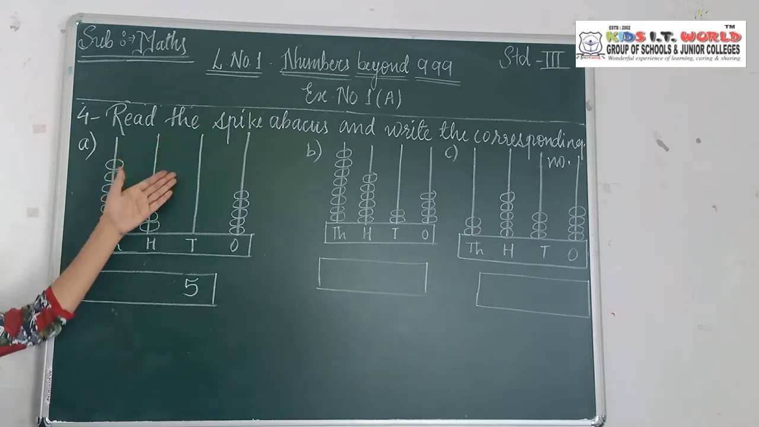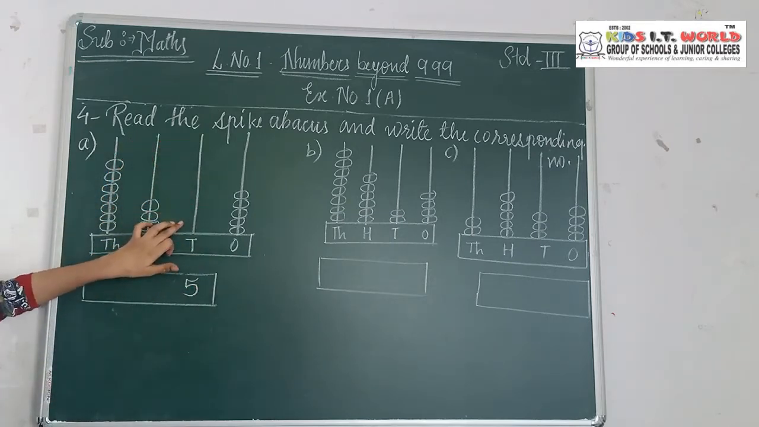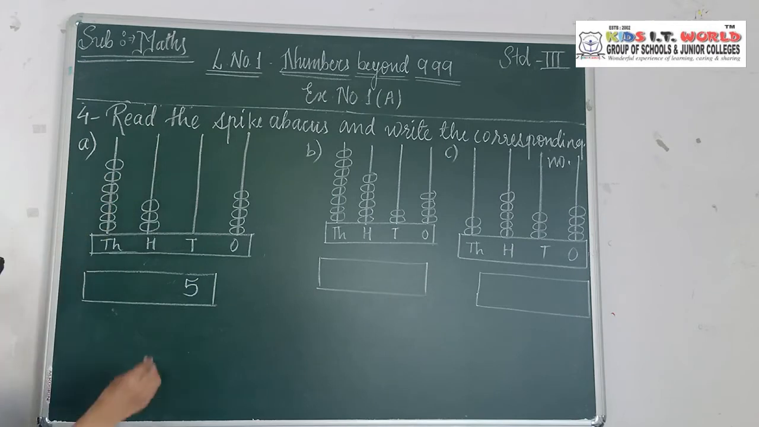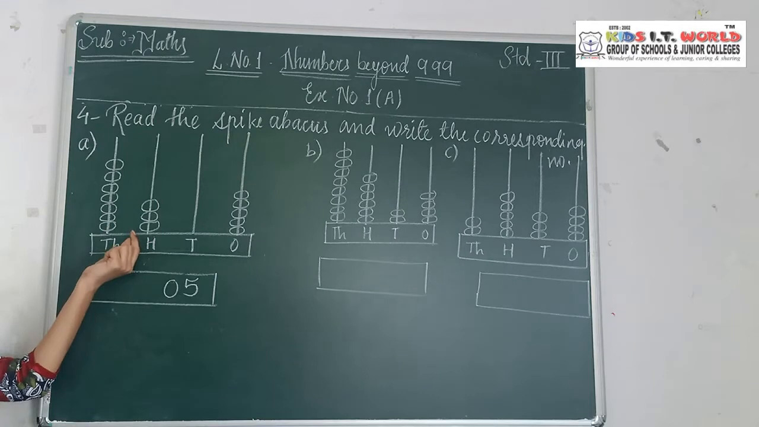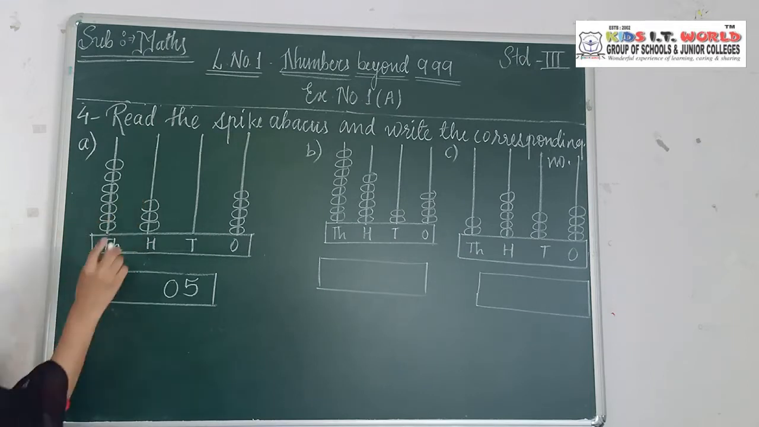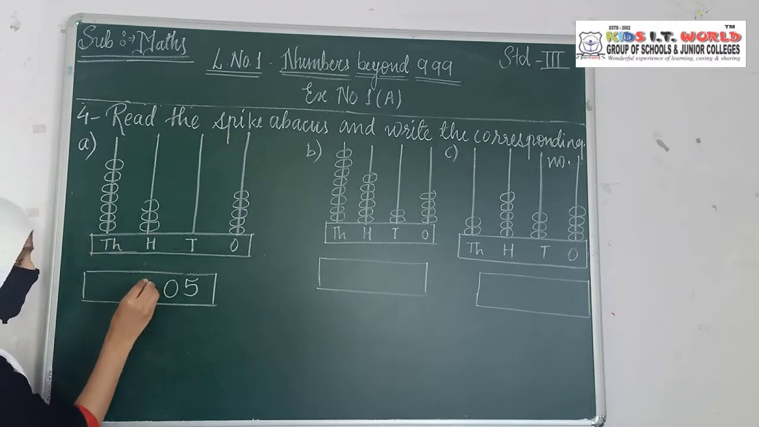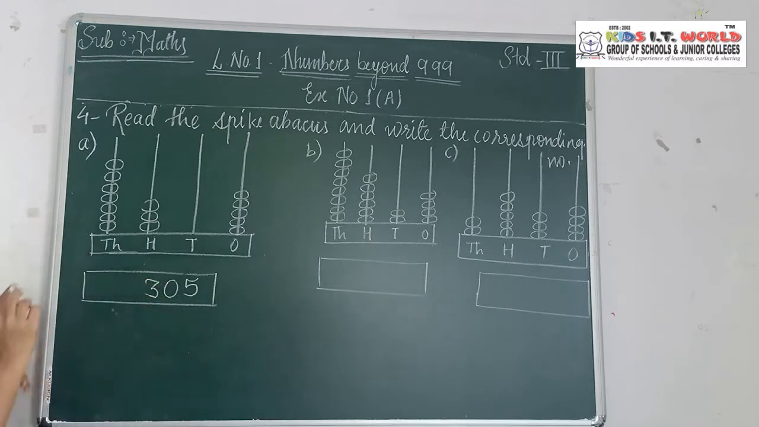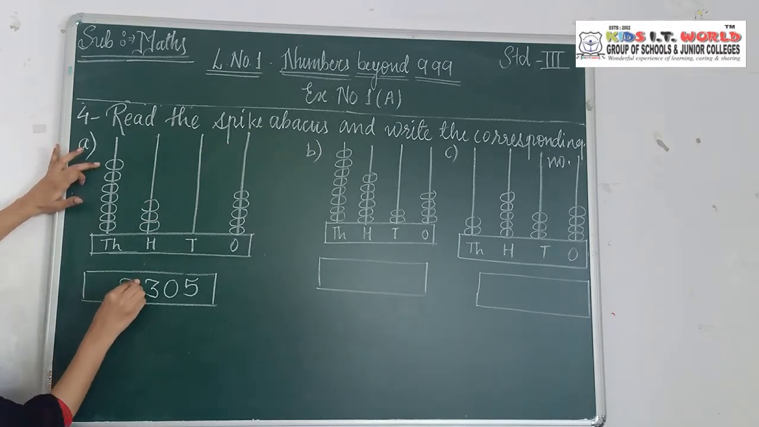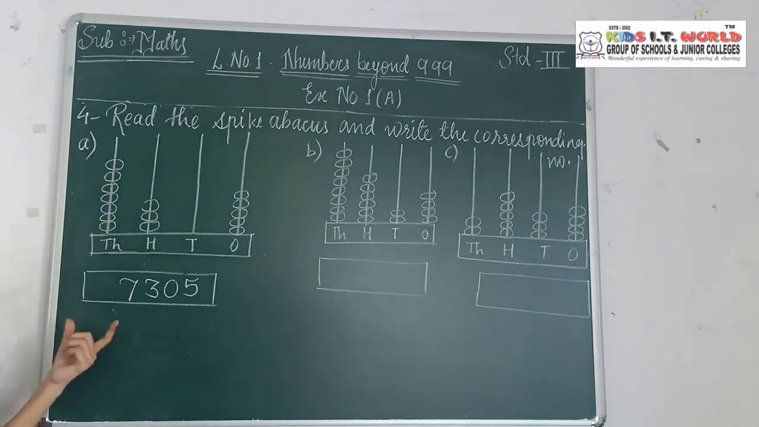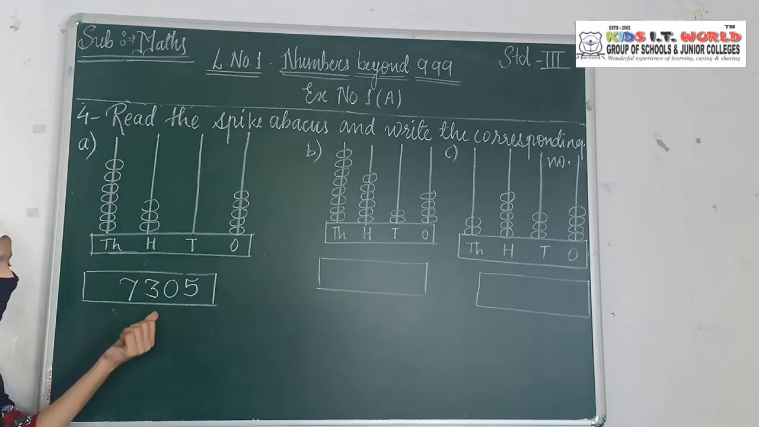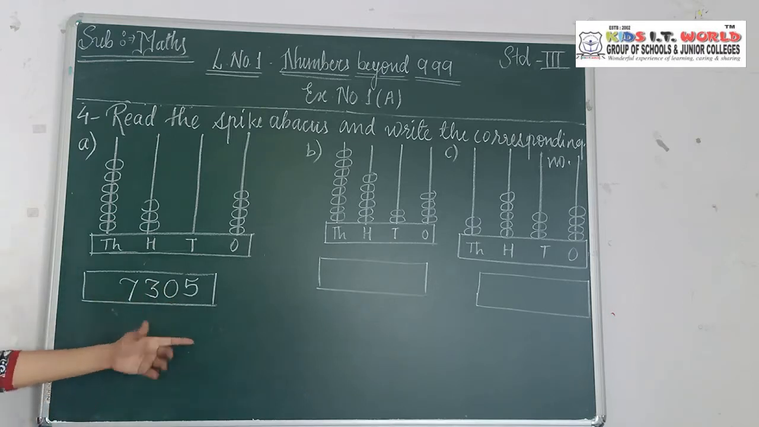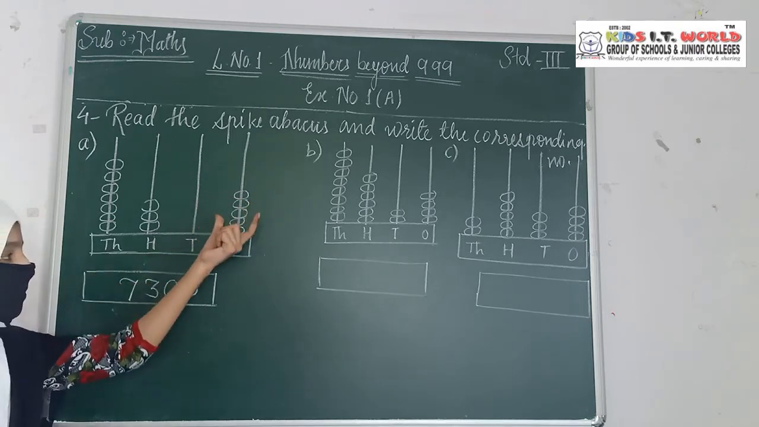Now see, on the tens place there is nothing drawn here, which means the value of the tens is 0. Next, on the hundreds, how many balls are there? 1, 2, 3. So the value of the hundreds is 3. On the thousands, 1, 2, 3, 4, 5, 6, 7. So from the abacus we got the value 7305.